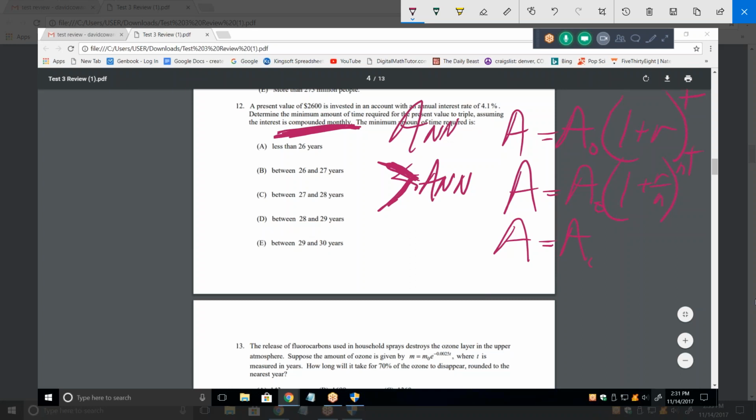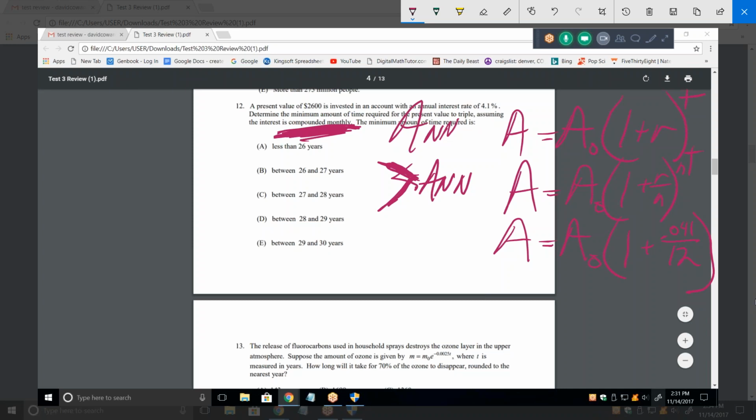It's whatever the initial amount is. So 2,600, 1 plus 0.041, divided by what? How many times per year are they compounding it? 12. It's compounded monthly. See that? Yeah. Matters a lot. You'll get an answer way out of bounds if you don't use the correct N.